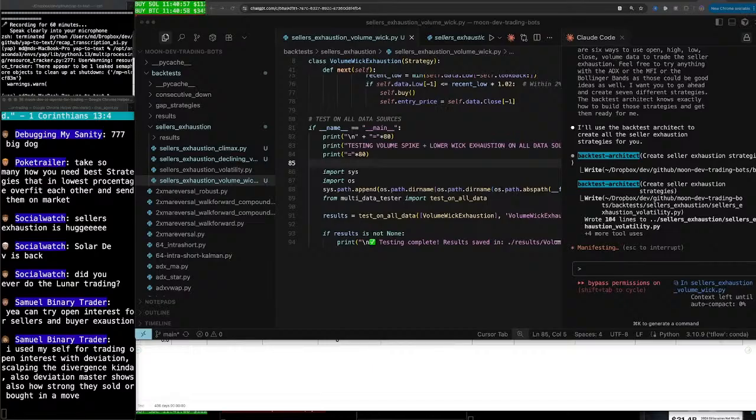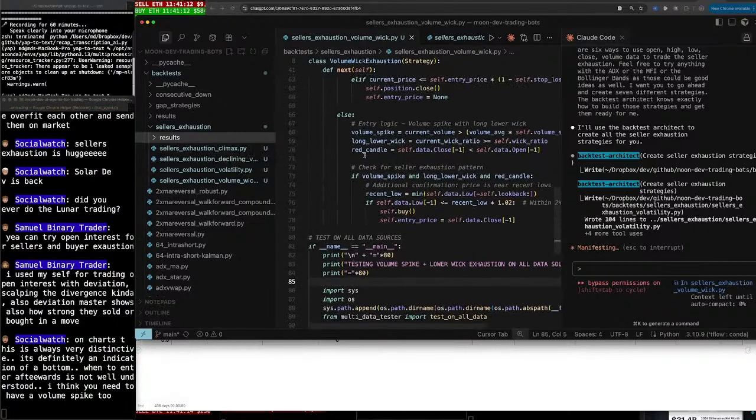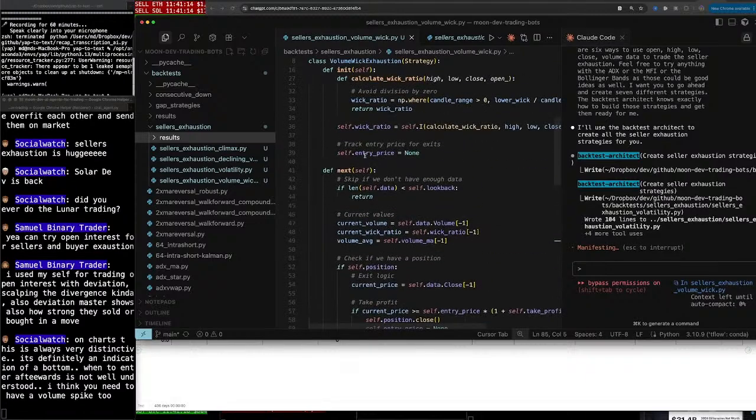I just had a sip of coffee and that stuff is good. All right, so it looks like she's on 4 now. She knows the mission at least. When to enter afterwards is not well understood. I think you need to have a volume spike too. Okay, so maybe try a volume spike.